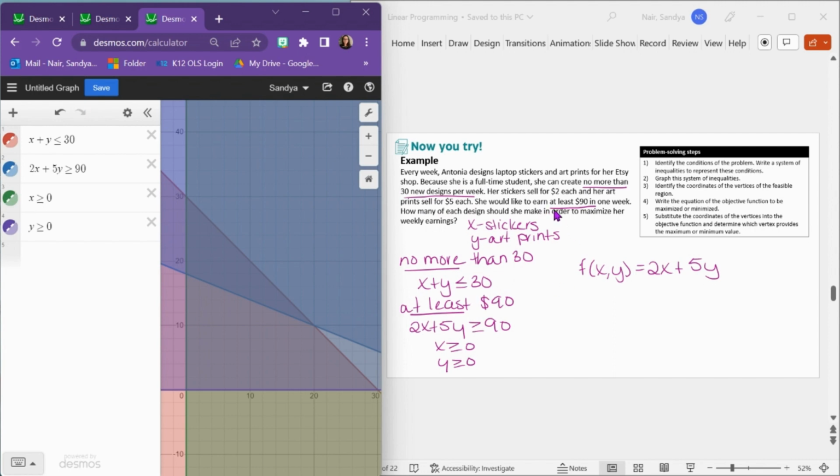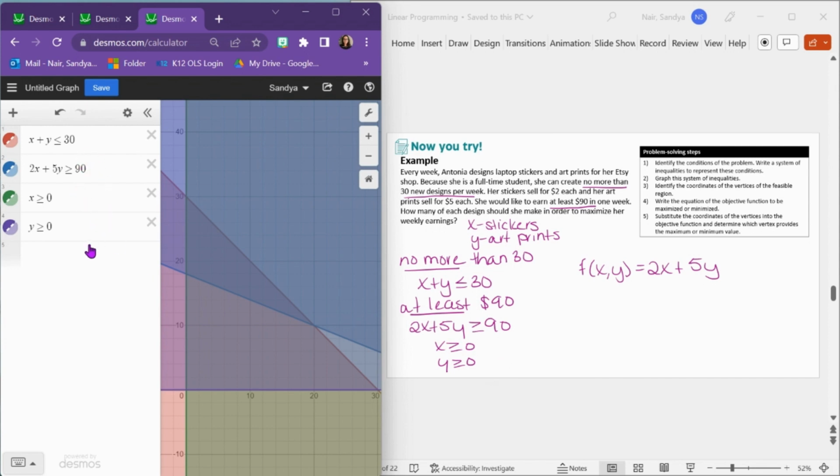She also would like to earn at least $90 in a week. So 2 times x for the amount of money she makes selling stickers, and then art prints are $5, so 5y for the amount of money she earns from prints. So the total of that has to be greater than or equal to 90. Also, since we're talking about a real life situation, you can't make negative stickers or negative art prints. Both of these values, x and y, have to be greater than or equal to 0.